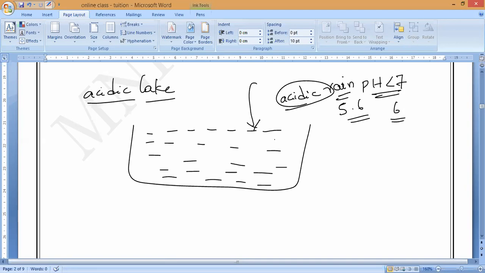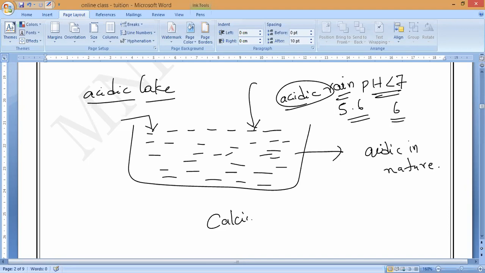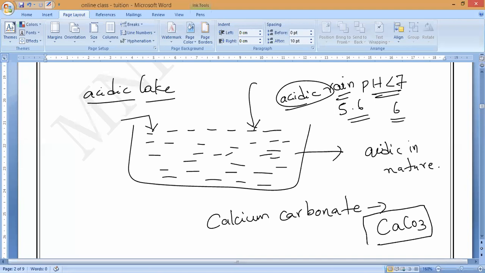Now, because of this acid rain, once this water becomes acidic in nature, sir, how do I save the fish and aquatic animals? We have to add calcium carbonate when it is acidic in nature. What do we have to add? Calcium carbonate. What is the formula of calcium carbonate? CaCO3. So we have to add calcium carbonate.